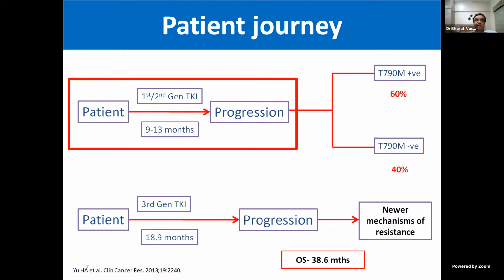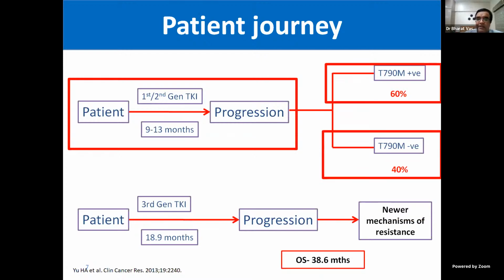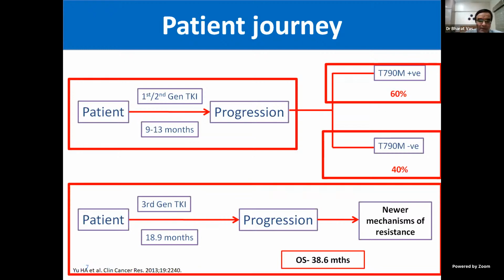The first scenario, first or second generation TKI: in 9 to 13 months, they progress. Please remember the T790M mutation is slightly more frequent when you give a second generation TKI, around 60%. 40% are T790M negative. And we have already seen that with third generation TKI, 18.9 months, you progress, and you use multiple agents. There are a lot of resistance mechanisms, but unfortunately we do not have any drug which circumvents them. But the golden point was 38.6 months, and that is what I'm trying to discuss.